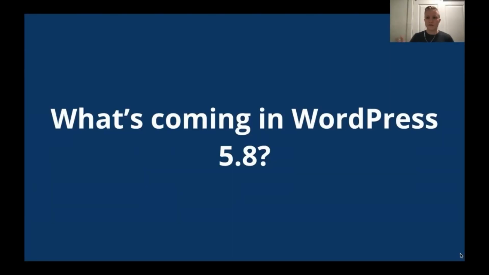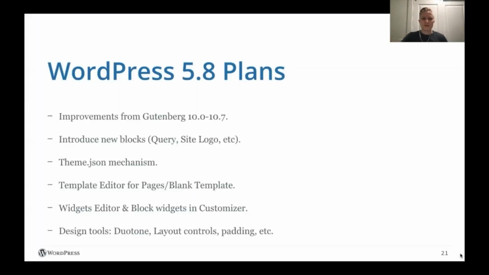So now you have a sense of the milestones. Let's actually talk about what's coming in WordPress 5.8. So to start, these are the overall plans, and I'll go through each of them now. All the improvements in Gutenberg 10.0 to 10.7 will be included in this release, which is a lot of things. We'll introduce some new blocks, including the query loop block and the site logo and more. There's a lot of what we're calling theme blocks that are being included. So site logo, site icon, post title, post list, all those sorts of things. There'll be a new theme JSON mechanism, which if you're a theme developer, is definitely something you want to check out. There'll be a template editor for pages and creating blank templates.